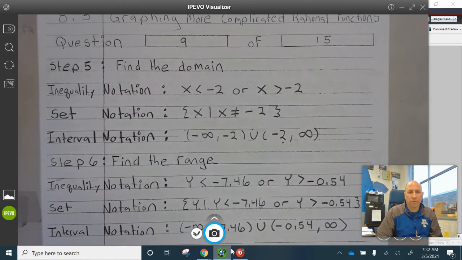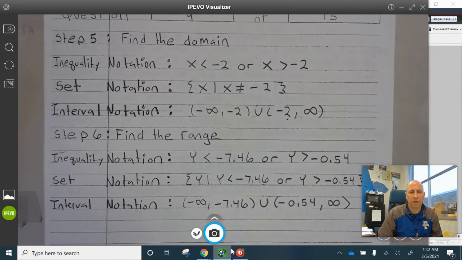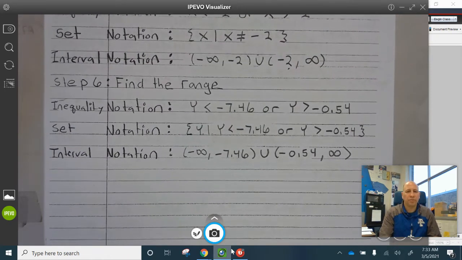All right. So step 5, find the domain. Inequality notation is x less than -2 or x is greater than -2. Set notation is x such that x does not equal -2, and interval notation is from -infinity to -2 or from -2 to infinity. Step 6, find the range.